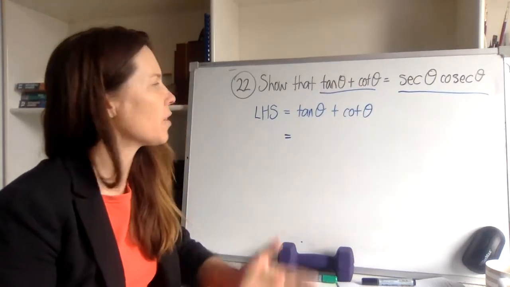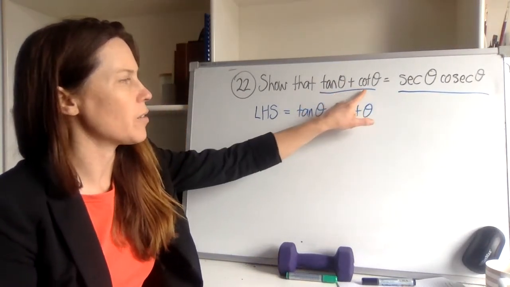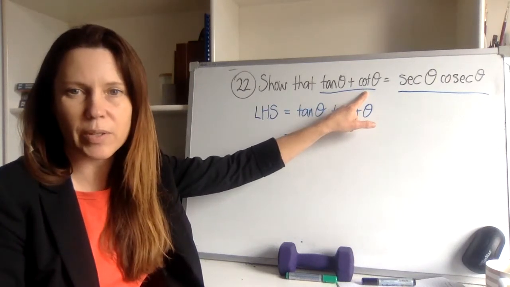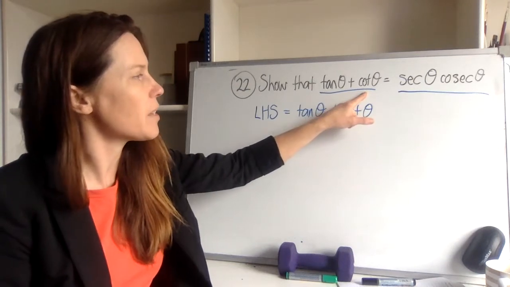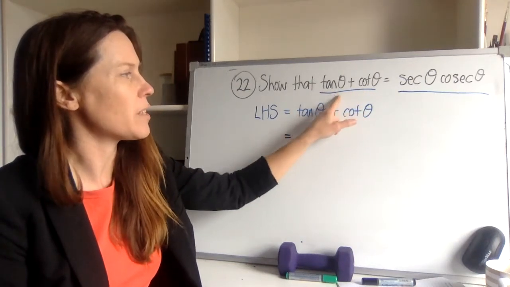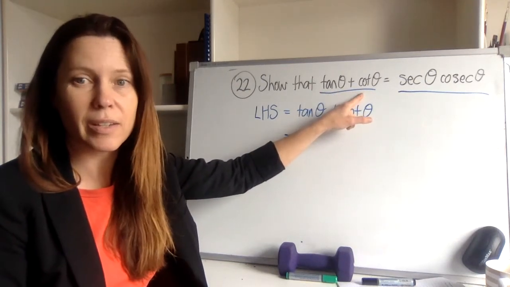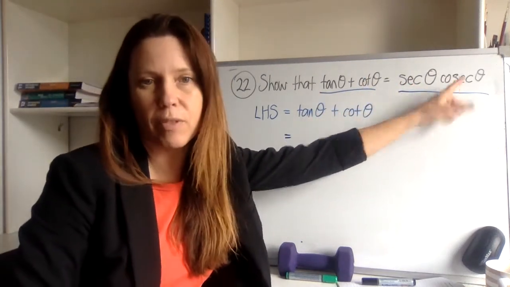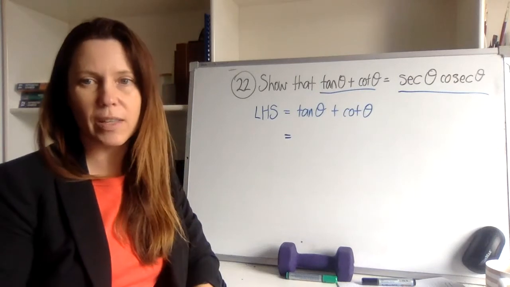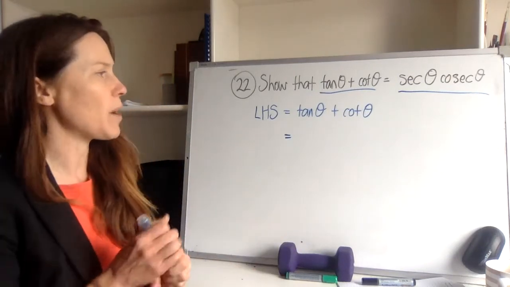I can see that on the left-hand side, I've got tan theta and cot theta, and I could change those, I suppose, so that they're both in terms of tan theta. But I can see also that I can rearrange these in terms of sine theta and cos theta, and that might help more because I can see where I'm going. Both of these are the reciprocals of sine theta and cos theta. So that seems to be the way that I want to go.